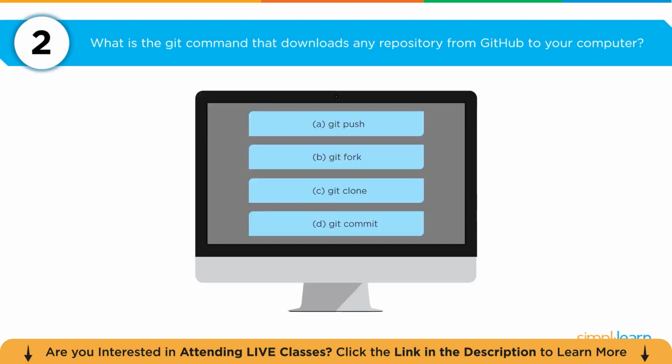One of the questions you'll be asked is to give the answer to some of the commands you use for working with Git. If you were asked, what is the Git command that downloads any repository from GitHub to your computer? On the screen we have 4 options: Git push, Git fork, Git clone, and Git commit. The answer in this instance would be Git clone.